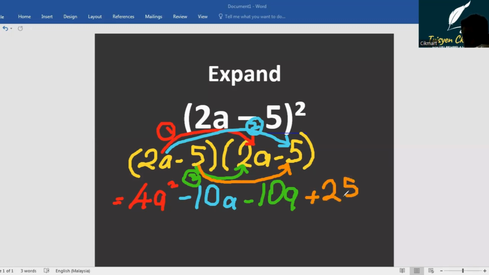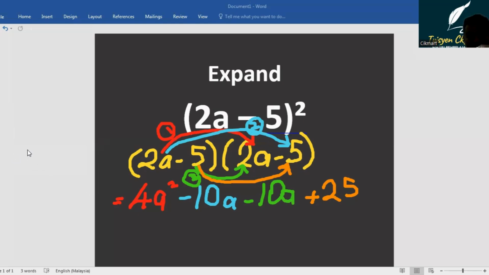Okay, next you have to simplify the like terms. Like terms means have the same letter, a and a. Of course, this is 10a, the green color here, not 10 9. Maybe you got confused with that. I wrote it properly now.